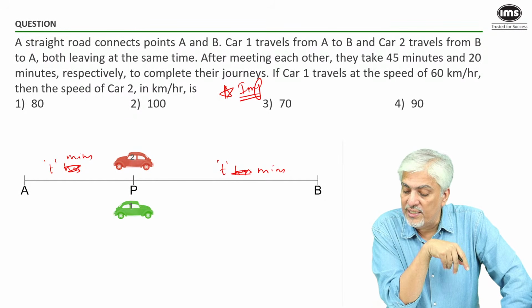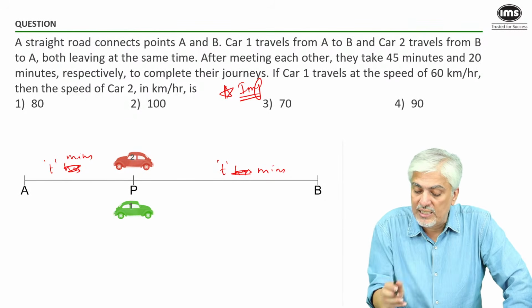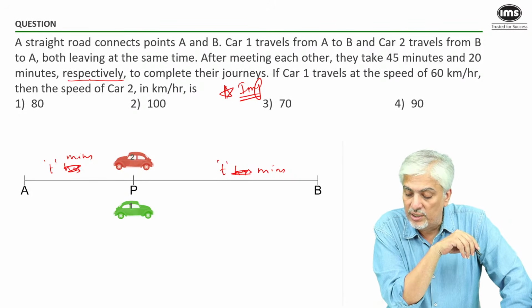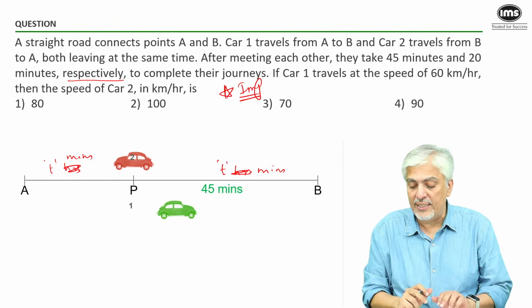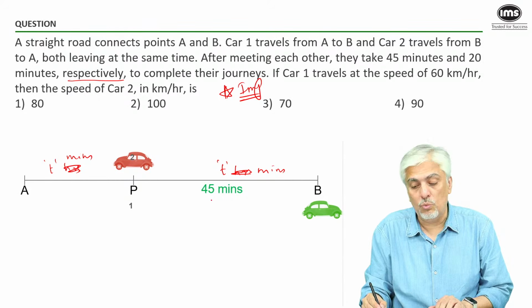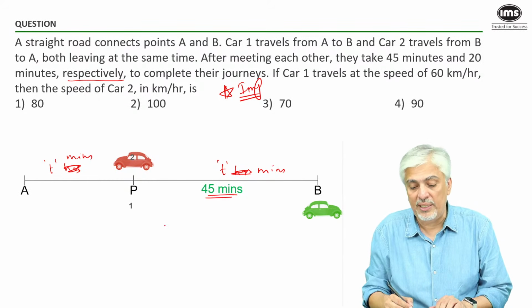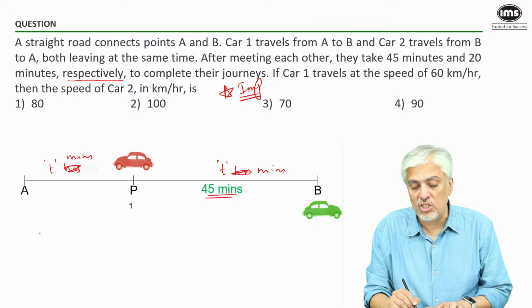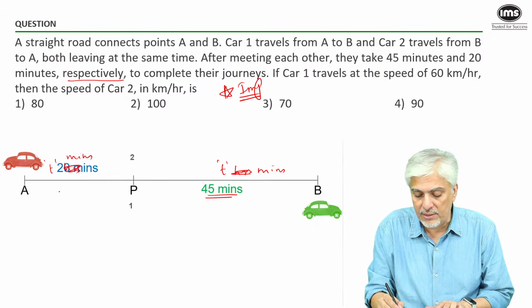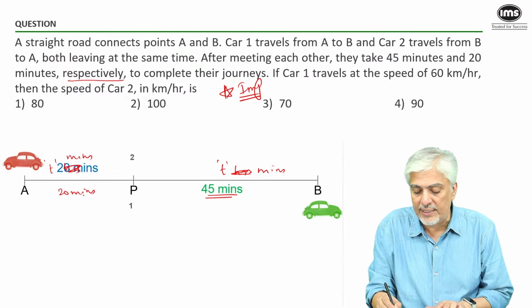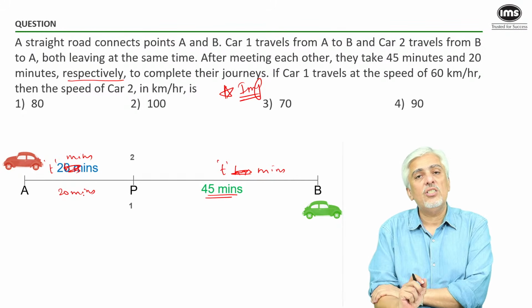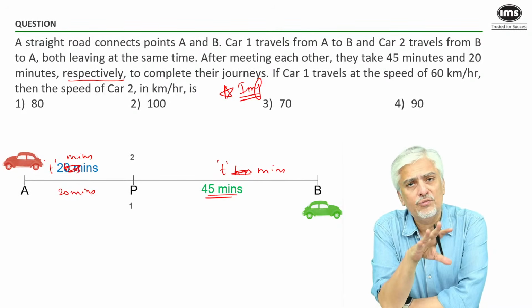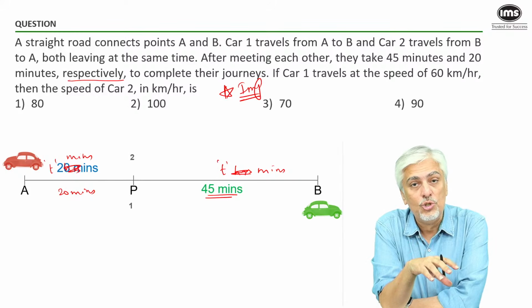After meeting each other, they take 45 minutes and 20 minutes respectively to complete the journey. That means after meeting, car 1 reaches B in 45 minutes and car 2 reaches B in 20 minutes. If you want, you can just write that over here. This is after meeting. So let me explain this logic to you. There is a formula for this directly, which I will teach you how to apply.